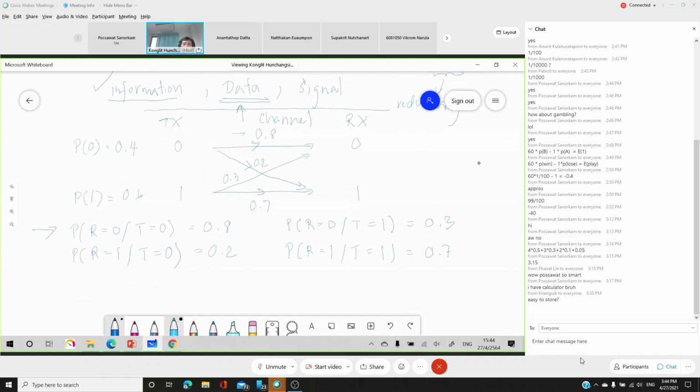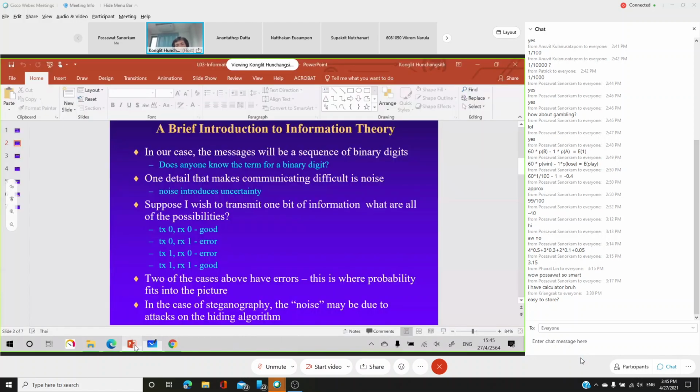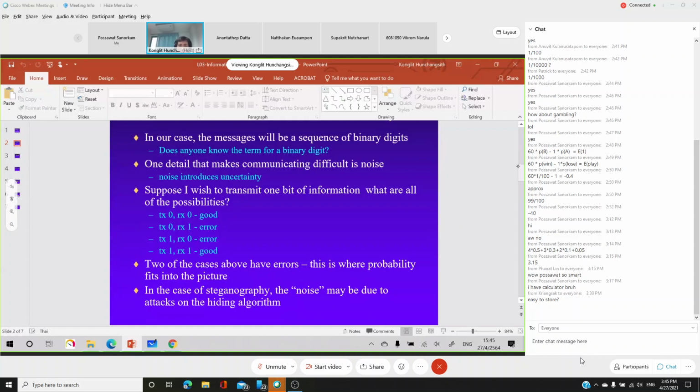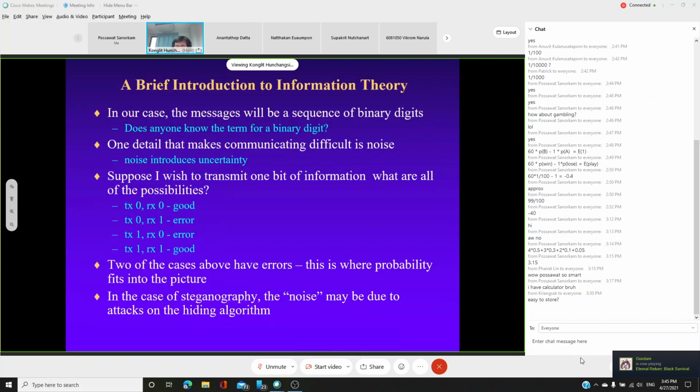Well, I'm not going to do that much mathematics. Get back here. All right, so that you know the possibilities of sending 0 and 1 look like that. So let's take a look.